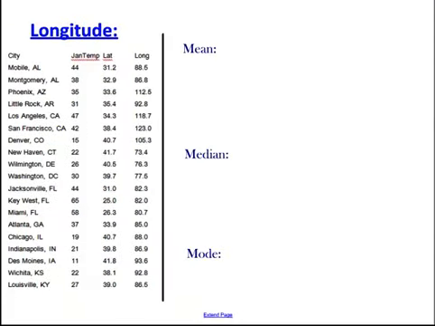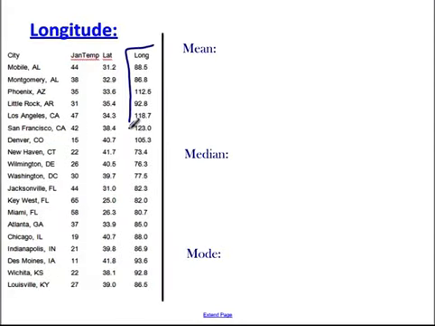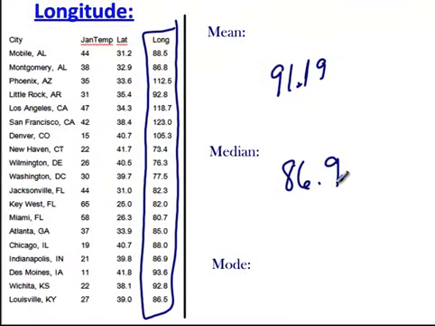Then the longitude column. If I add up all of these numbers and divide by 19, I get 91.19. If I put them in order and find the one in the center, I get 86.9. And then the one that occurs the most often is 92.8. There's one right there and one right there.